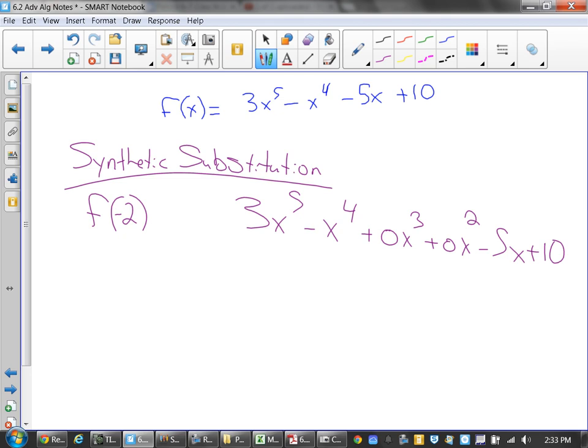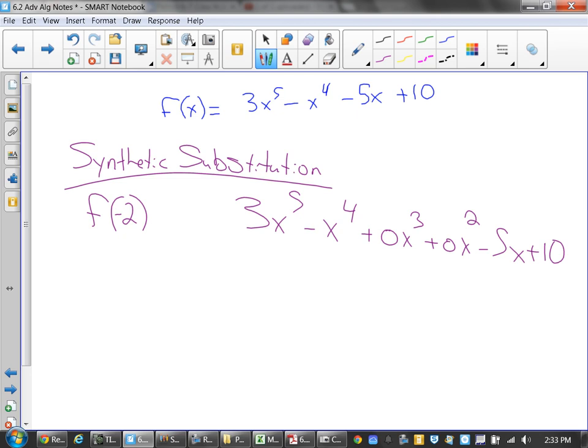Synthetic substitution, synthetic division, these types of things that we'll be working on within polynomials, were developed prior to everybody having these nice fancy calculators that you can do quicker calculations with. This is even faster than using the calculator by the time you type in large polynomials.